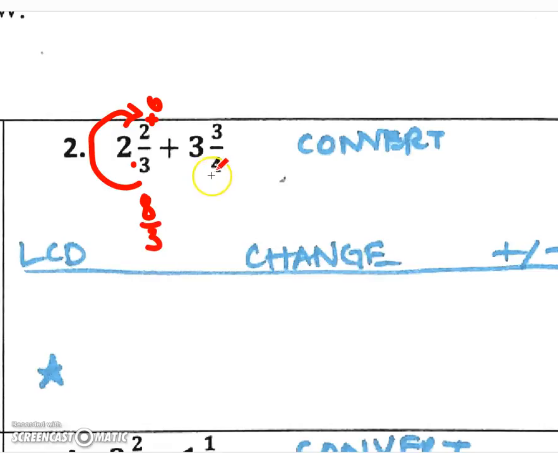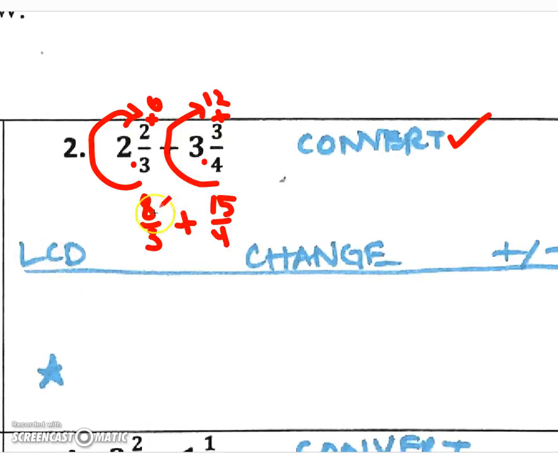Now let's do the same thing for the second fraction. Again, going around the world. 3 times 4, that gives me 12. And then 12 plus 3 gives me 15. Again, our denominator stays the same. So now we just did step 1. We converted our mixed numbers into improper fractions. Now we got to go on to step 2.